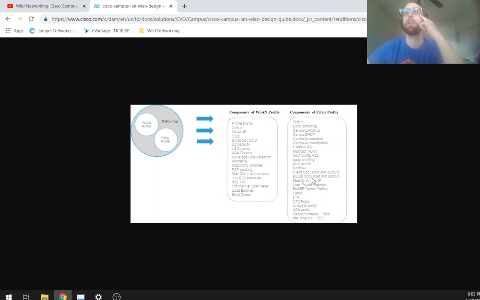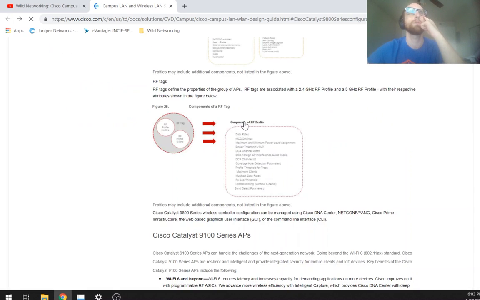I guess a policy would have QoS. Yeah, I see QoS there. And there wouldn't be any QoS in the WLAN. In the WLAN, you probably have VLANs. I guess I don't see any VLANs, yeah, I don't see VLANs anywhere on here. Oh, well, that's interesting. You've got VLANs under the policy. Okay, so I'm not sure what the difference is between those two, but here's some examples of components that fall into those categories.